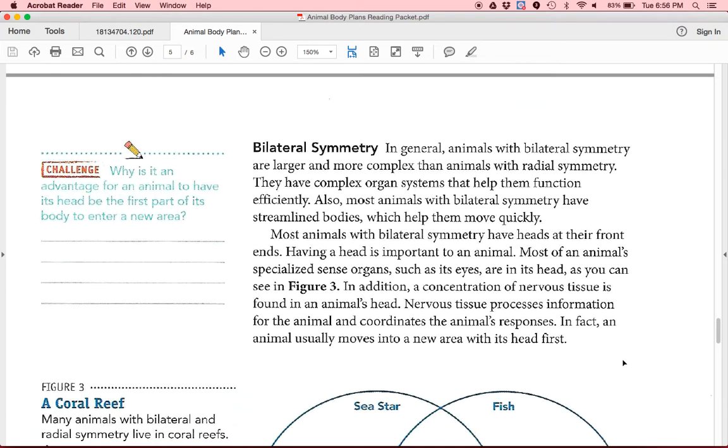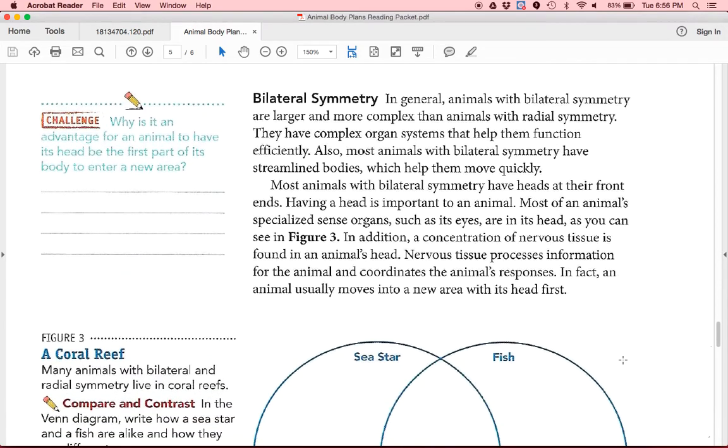Most of an animal's specialized sense organs, such as its eyes, are in its head, as you can see in Figure 3. In addition, a concentration of nervous tissue is found in an animal's head. Nervous tissue processes information for the animal and coordinates the animal's response. In fact, an animal moves into a new area with its head first.